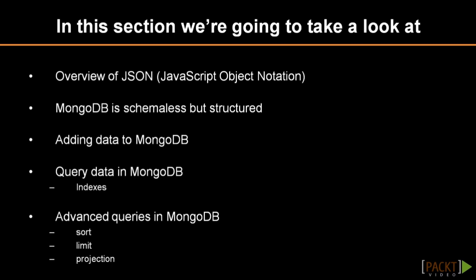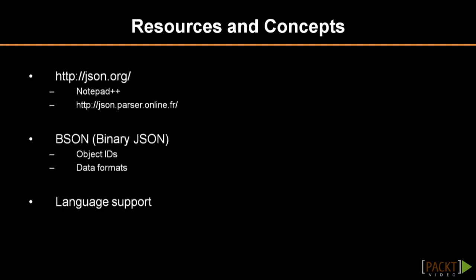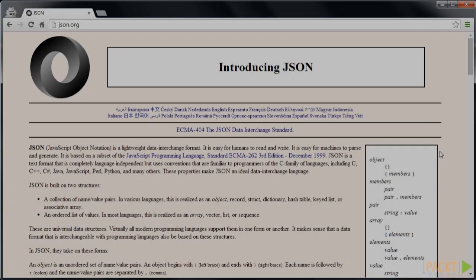In this video, we start with an overview of JavaScript Object Notation, known as JSON. Resources used in this video include the main JSON website, json.org, a text editor, and an online JSON parser that is very useful in examining and crafting JSON objects. We also learn about BSON, which is binary JSON, including some of the data formats in MongoDB that leverage this binary format. We'll also discover that JSON has broad programming language support.